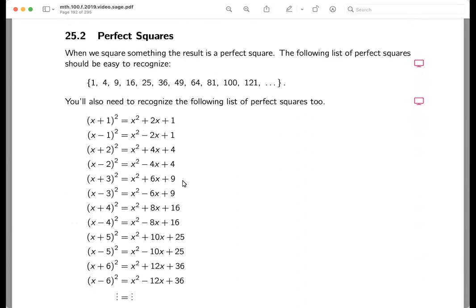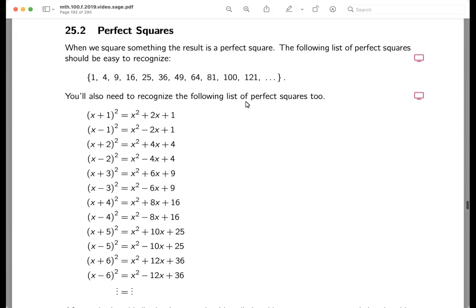They have a very nice pattern to it, provided the coefficient on the square term is 1. So we went through a bunch of examples over here. We also talked about numerical perfect squares.